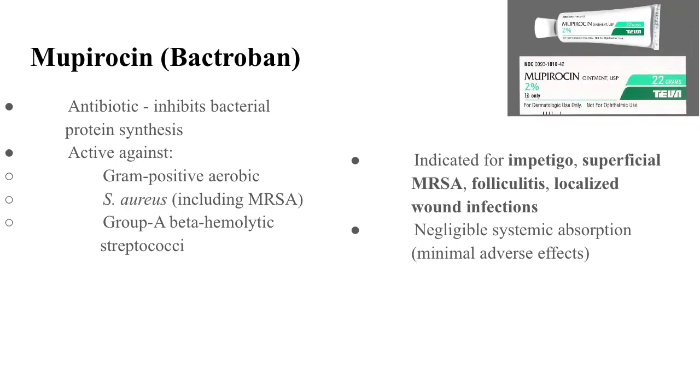Mupirocin is another prescription antimicrobial agent. The brand name of it is Bactroban. It is an antibiotic that inhibits bacterial protein synthesis and has activity against gram-positive aerobic pathogens, Staph aureus, including methicillin-resistant Staph aureus, as well as group A beta hemolytic streptococci. Mupirocin is indicated for cases of impetigo or superficial MRSA infections and folliculitis. You can also use it for localized wound infections. It doesn't have any systemic absorption, so again, we don't have to worry about systemic adverse effects.